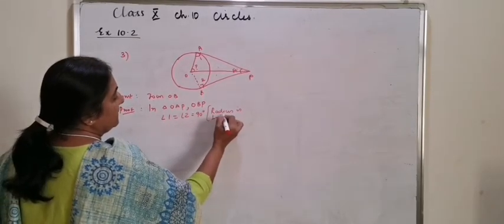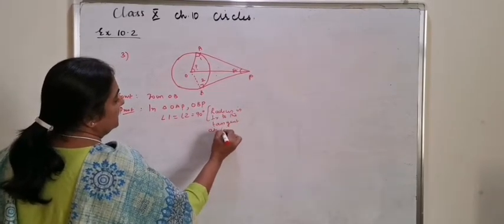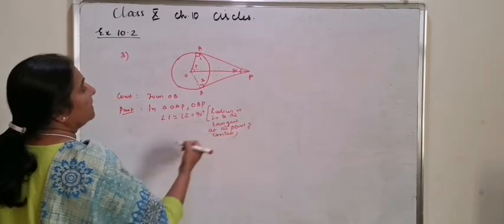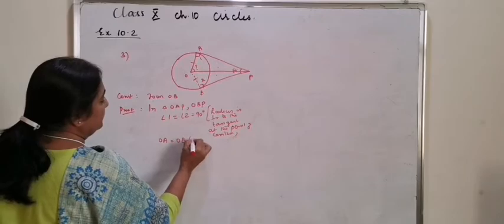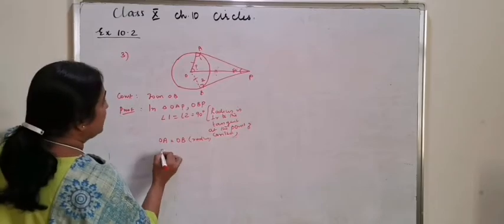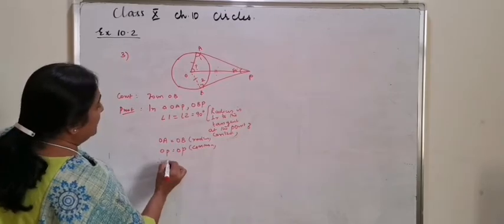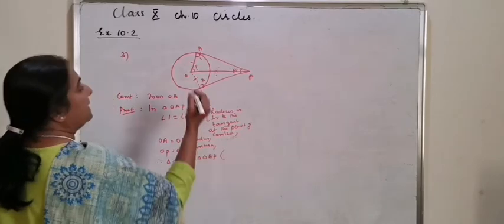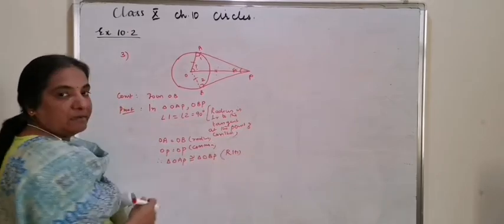Radius is perpendicular to the tangent at the point of contact. Then OA is equal to OB, radius, and one more equal part is OP is equal to OP, common. Therefore, triangle OAP is congruent to triangle OBP by right angle, hypotenuse, side, by RHS.